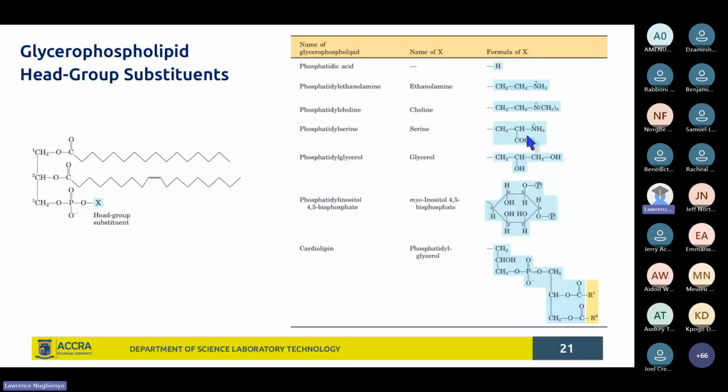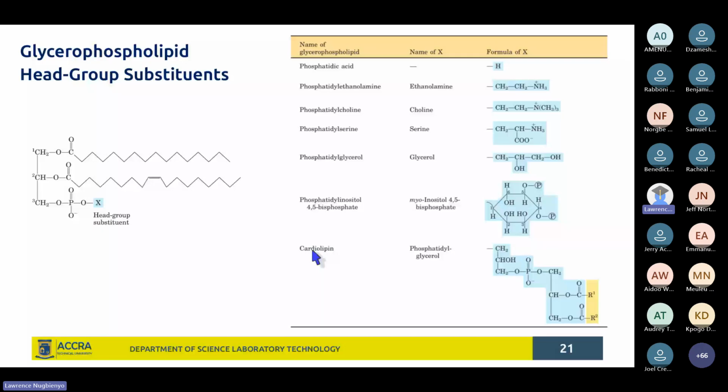Now you also will see that in place of the substituent, the X, you can even have another molecule of glycerol. So you have a phosphatidyl glycerol. And then you have some other structures like inositol 4,5-bisphosphate or phosphatidyl glycerol. So you see another phosphatidyl glycerol that comes to bind on there. So that's another complex one, which you find in, say, cardiolipin.